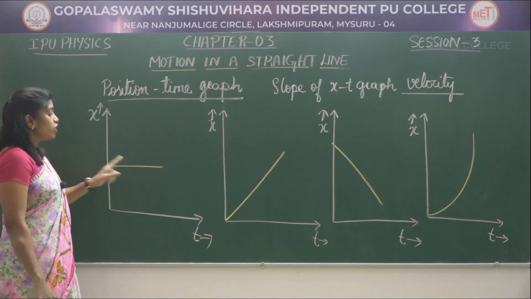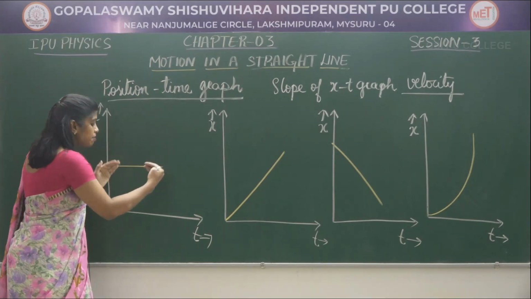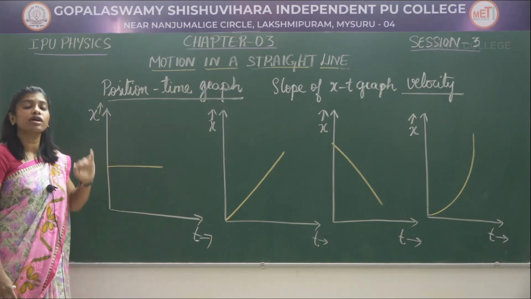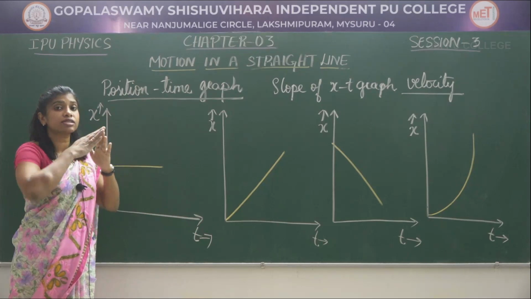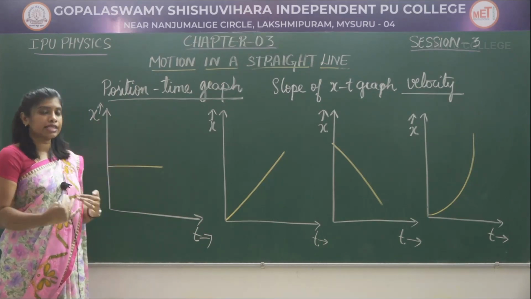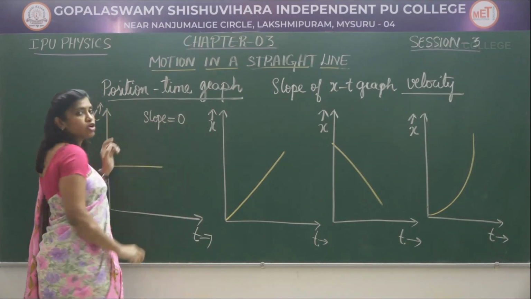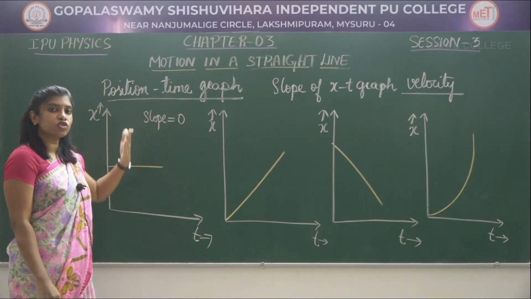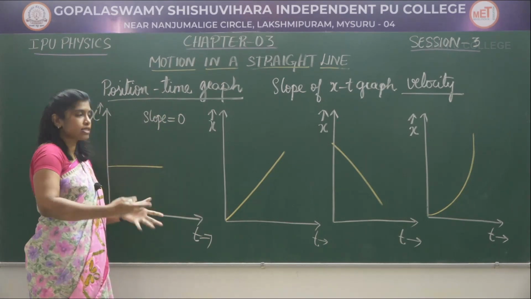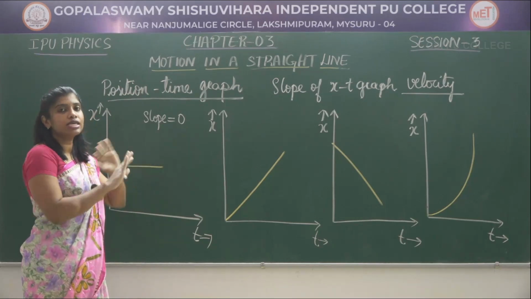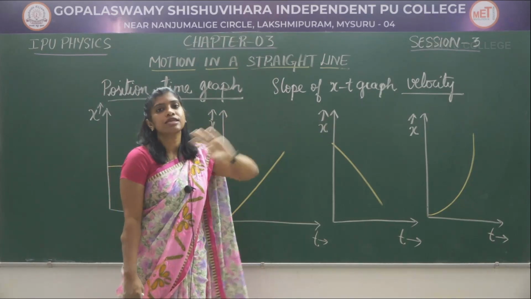So what does that mean? What will be the slope of this straight line? This line is parallel to the x-axis, or the time axis. Whenever you get a straight line which is parallel to the x-axis, you say the slope is 0, because slope is change in y-axis to change in x-axis. There is no change in y-axis. Therefore, the slope here is 0. If the slope is 0, that means velocity is 0.